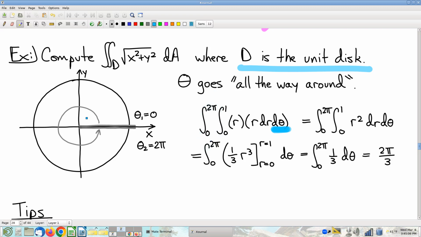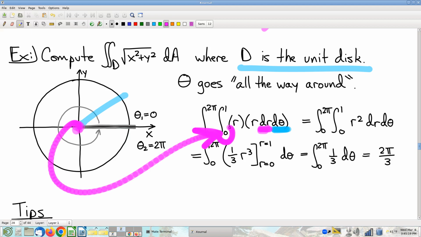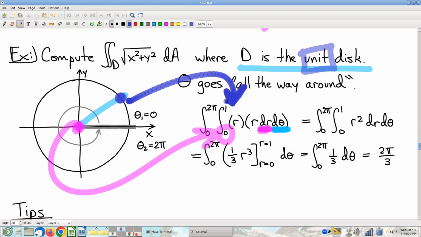Okay, now we fix a value of theta, and we move on to finding the range of values of r. Where does r start? Well, r starts there at the origin, where r is clearly 0. And r ends at the boundary of the, don't forget, unit disk, where, of course, r is equal to 1.